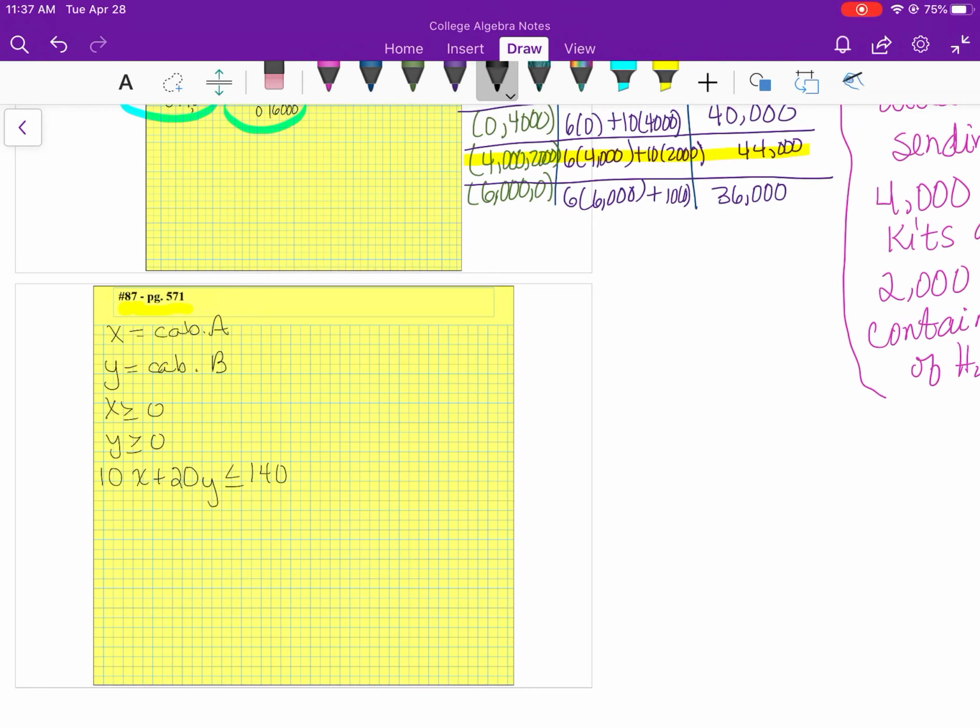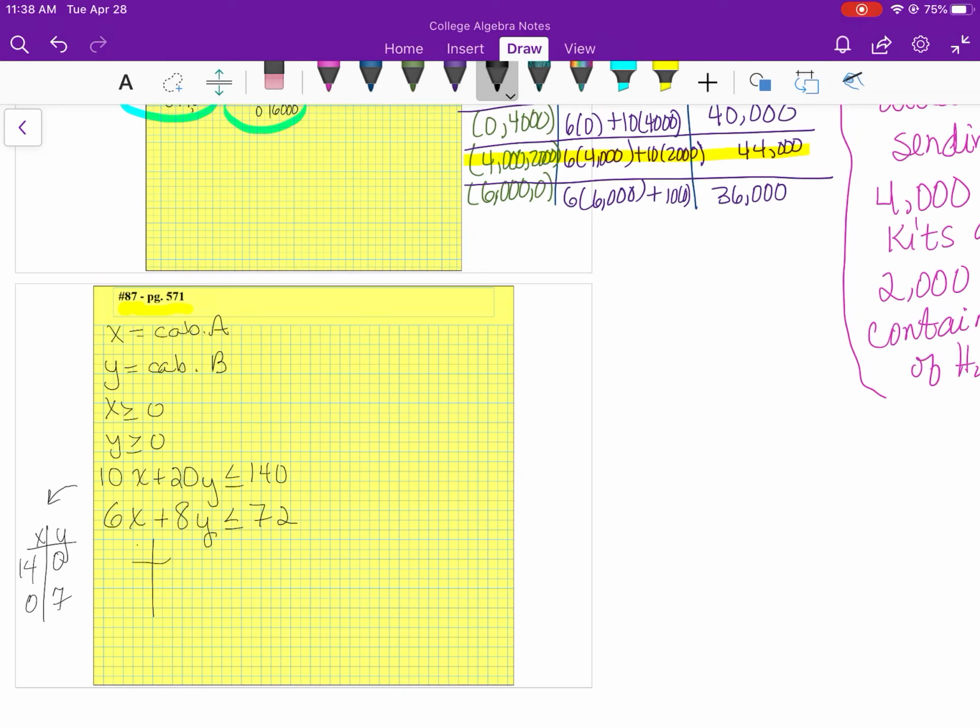He also has room for no more than 72 square feet of cabinets. So let's see, cabinet A takes 6 square feet and cabinet B takes 8. And we need to stay under 72. All right, I'm going to set up a table for each with intercepts. So I let x be 0 and y be 0. They take turns. When y is 0, I'm going to take 140 divided by 10. And when x is 0, I'll take 140 divided by 20, which is 7.